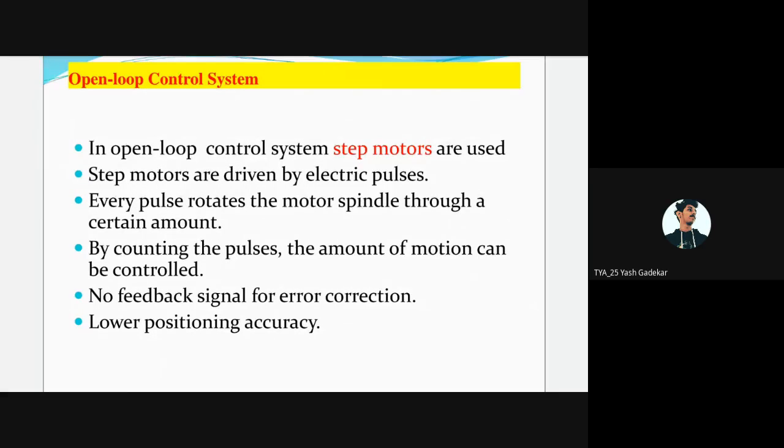There is no feedback signal for error correction. We already know this is an open loop system because there is no feedback. Positioning accuracy is lower, because if any failure happens, definitely no corrective action will be taken, because there is no feedback.